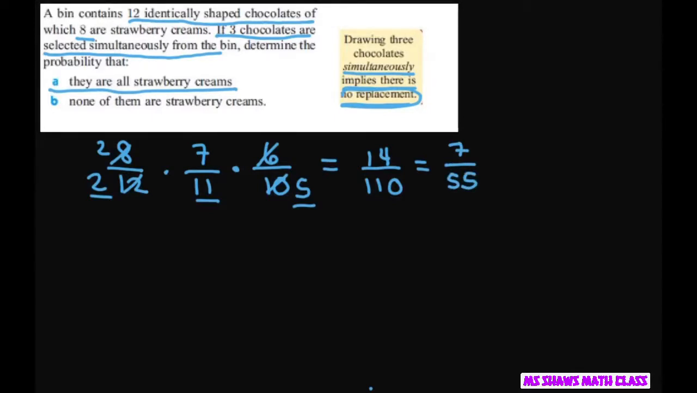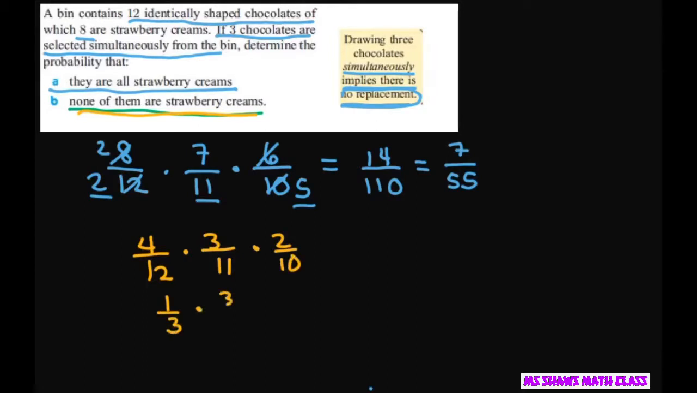Now, we want to show that none of them are strawberry. So if none of them are strawberry, we know that 4 aren't. So that'd be 4 out of 12 times 3 out of 11 times 2 out of 10. Now I can simplify this as 1/3 times 3/11 times 1/5. And that's going to give you, the 3's cancel. So that's going to be 1 divided by 55.